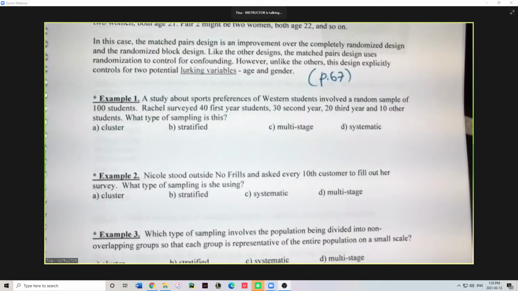Okay, a study about sports preferences of Western students involved a random sample of 100 students. Rachel surveyed 40 first-year students, 30 second year, 20 third year, and 10 other students. What type of sampling is this? Okay, so write down what you think.